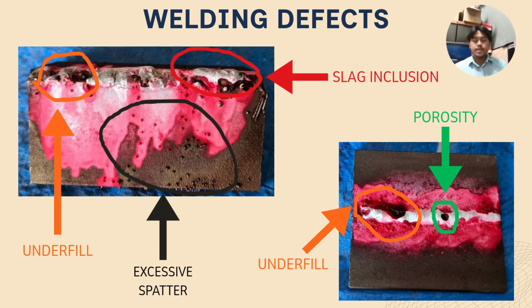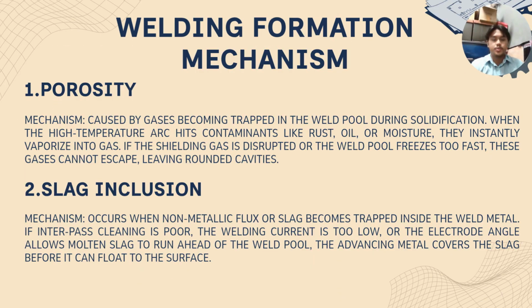Okay, now we are moving to welding defects, which are slag inclusion, porosity, underfill, and excessive spatter. Moving on to the defect formation mechanism, let's look at the first two defects. First, porosity occurs when gases become trapped in the weld pool during solidification. This happens when the high temperature arc vaporizes surface contaminants like rust, oil, or moisture into gas. If the shielding gas is disrupted or the weld pool freezes too quickly, these gases fail to escape.